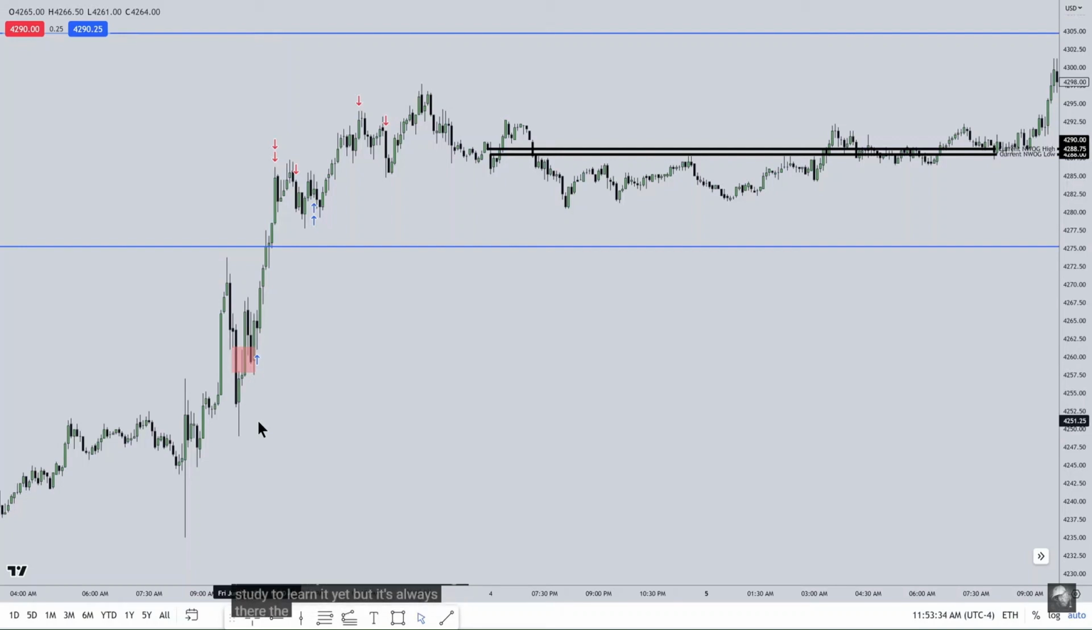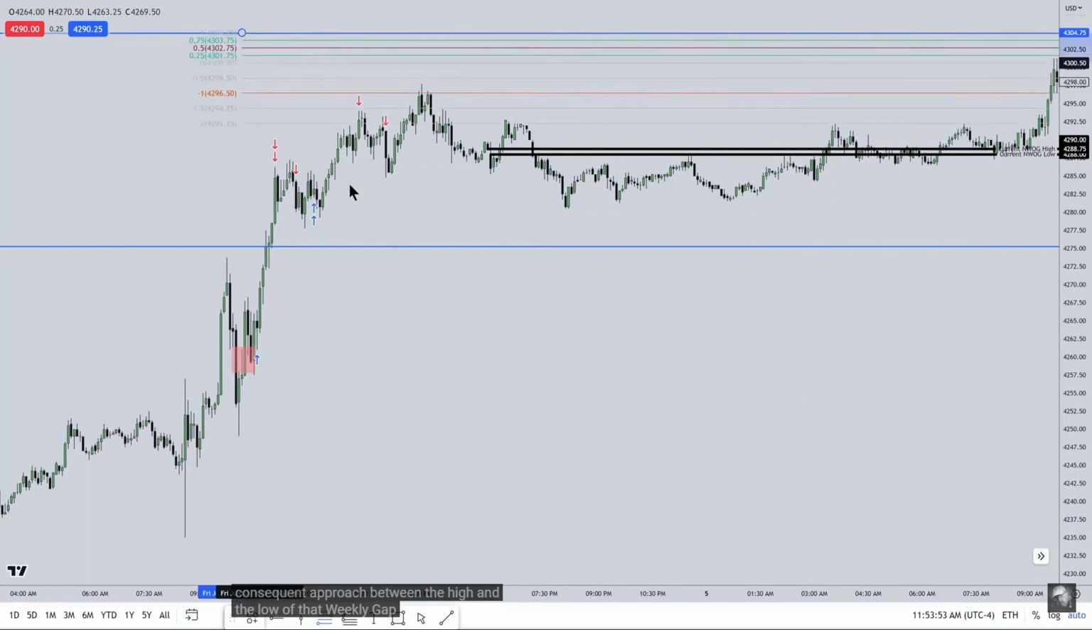But it's always there. The silver bullet is every day in the times I've told you. And the things I'm teaching with market structure shifts and draws on liquidity, which is the most paramount lesson. That's the thing you need to know. Up in here, halfway point, consequent encroachment between the high and the low of that weekly gap.